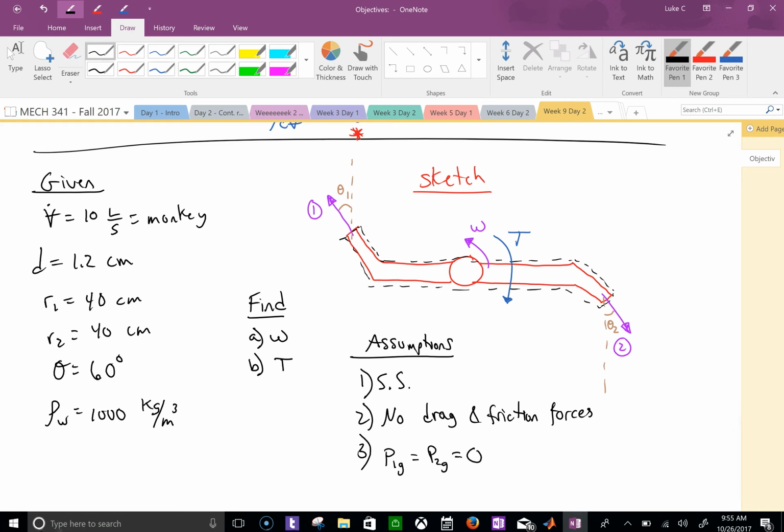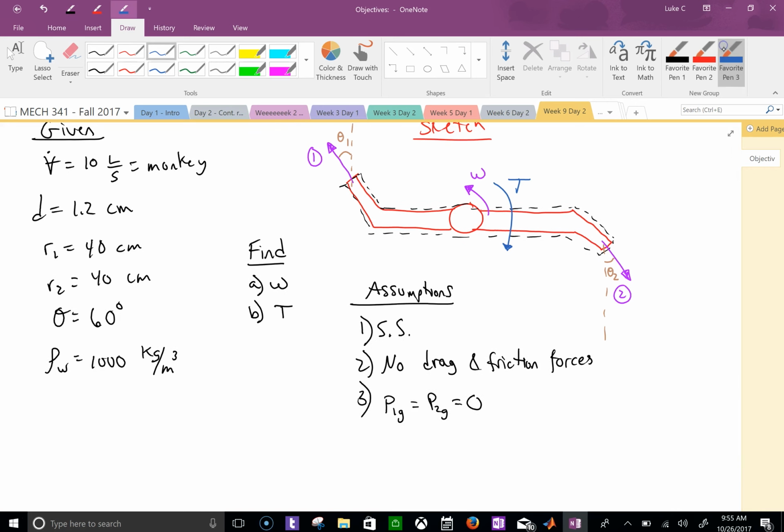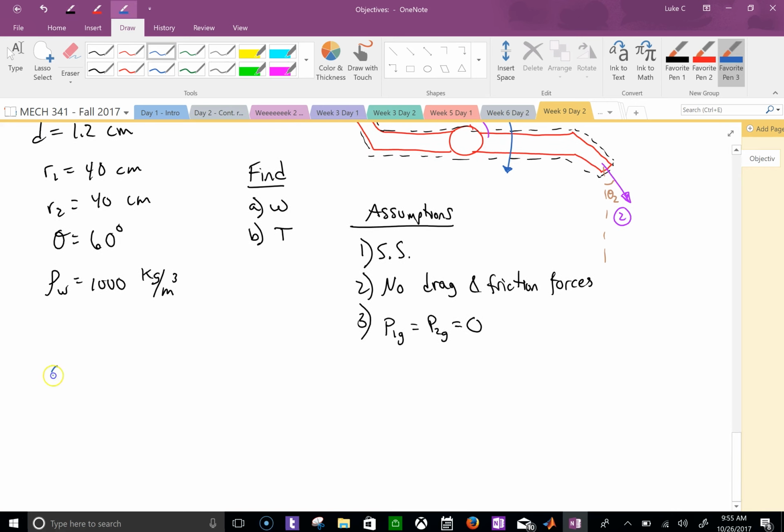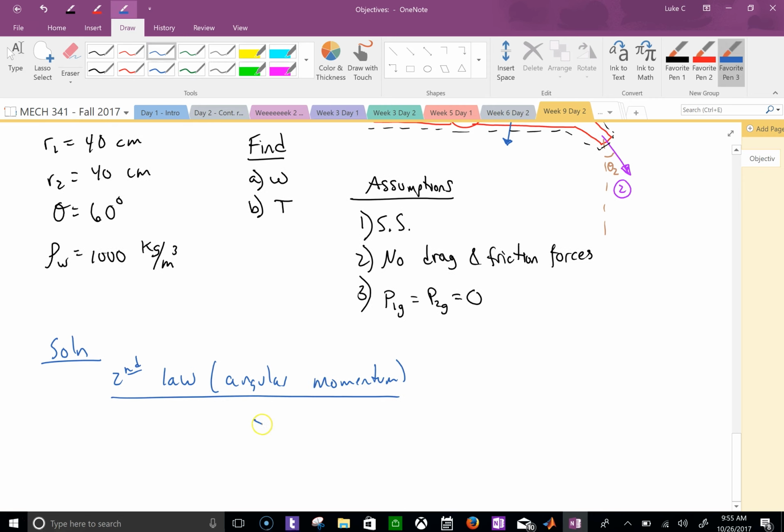All right. Questions on this? Seems okay so far? Okay, now let's get into the solution. So we're still going to do second law, but it's angular momentum, right? So the sum of the moments equals the sum of the moments out for velocity, minus the sum of the moments in.